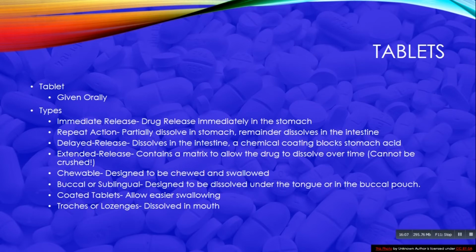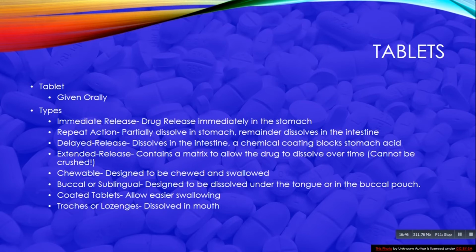You can have what's called a repeat action drug, and this is a combined immediate release, extended release tablet. The tablet has two layers. One dissolves in the stomach, the other one dissolves in the intestine, and for a primary example of that, look at Mucinex. Those are bi-layered tablets. Delayed release means that it's going to dissolve in the intestine. There's a chemical coating that blocks stomach acid. Extended release contains some type of matrix to allow the drug to dissolve over time.